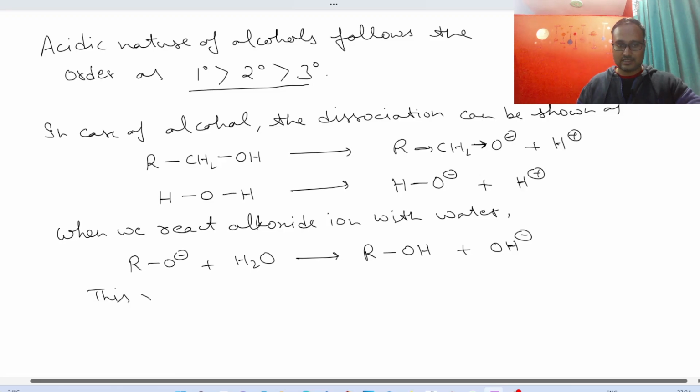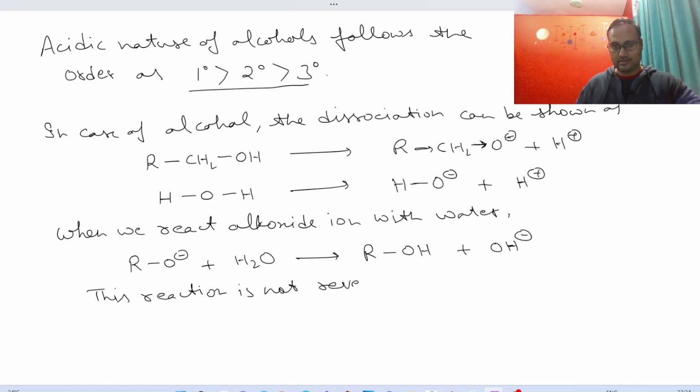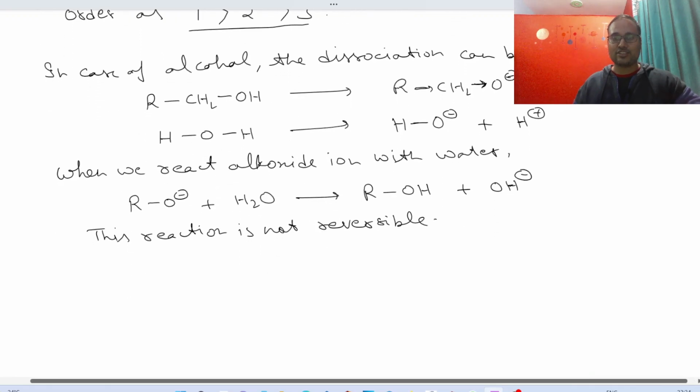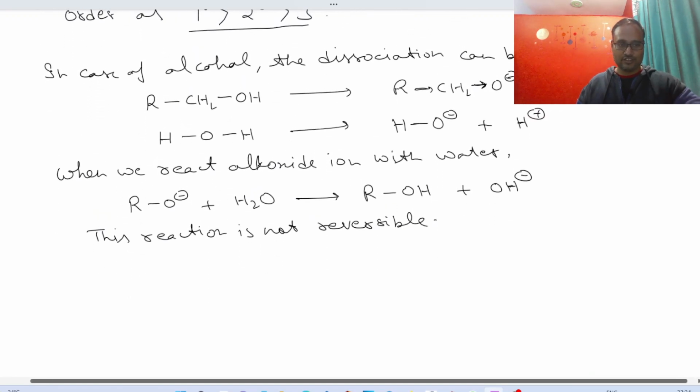This reaction is not reversible. If the reaction is not reversible, it shows that water can give its H plus ion to an alkoxide ion, but an alcohol molecule cannot donate its H plus ion to the hydroxide ion, so making water more acidic as compared to alcohol. Now let us talk about the acidity of phenol.